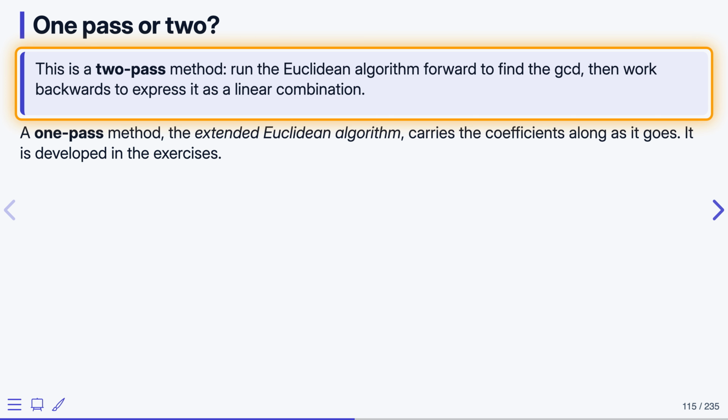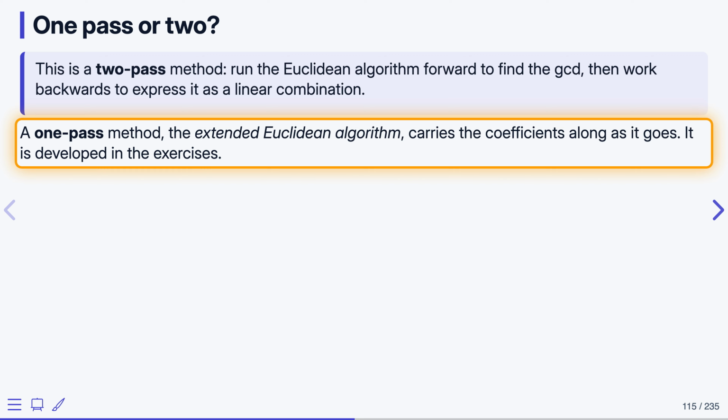Step back and look at the shape of what we did. It was a two-pass method. First, we ran the Euclidean algorithm forward all the way to the answer, writing down every division. Then we walked back up, substituting, until only the two original numbers were left.